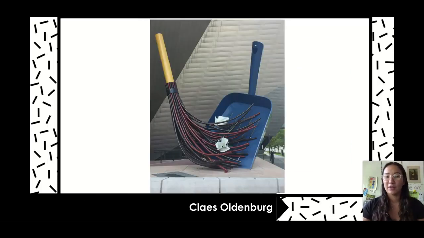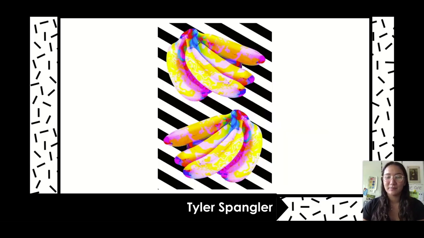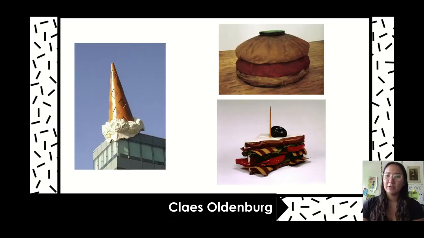So we had artists like Claes Oldenburg creating giant sculptures of everyday objects like dustpans. We had Andy Warhol, and he was creating prints of things like soup cans. And Tyler Spangler is a modern day artist who was kind of inspired by pop artists. He used food in his artwork. But let's look at Claes Oldenburg's artwork a little bit.